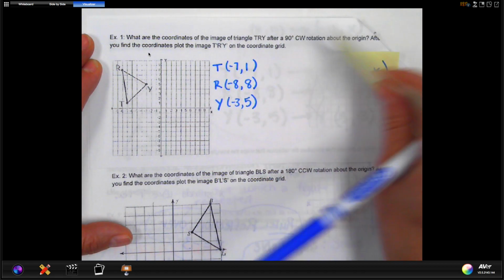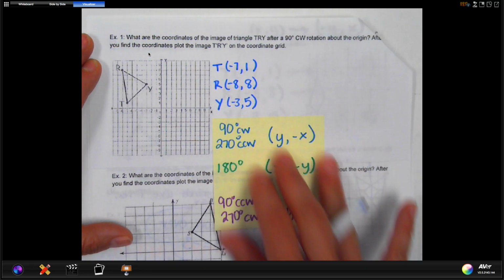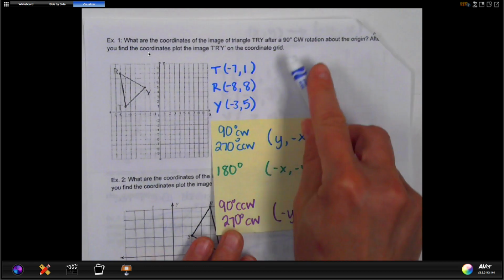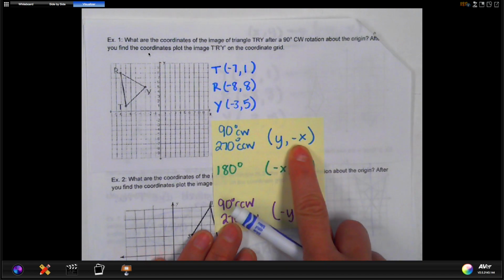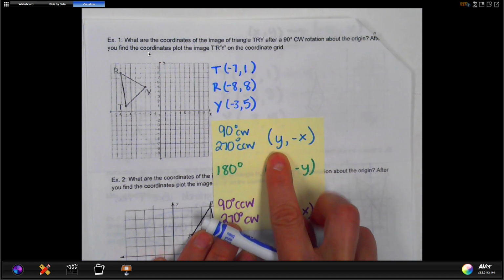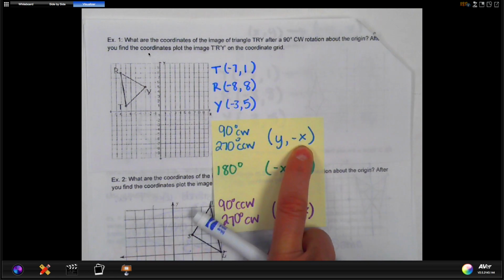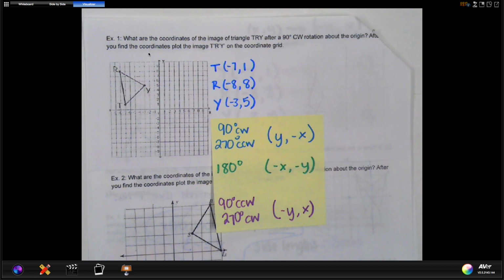Now, here are our rules, which I'll put down here so that I can write across. We are trying to go 90 degrees clockwise. So 90 degrees clockwise is going to change our ordered pair. Y is going to come first, and then we're going to make whatever that x value is opposite. Not necessarily negative, but opposite. So let's go ahead and do that.